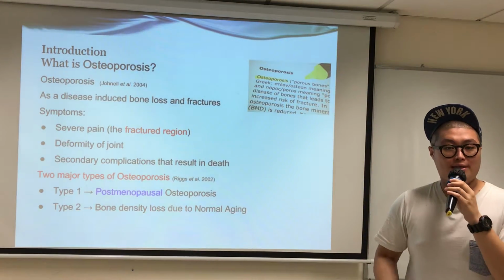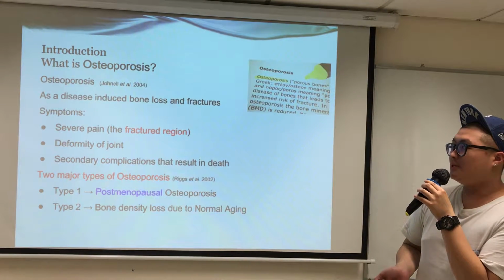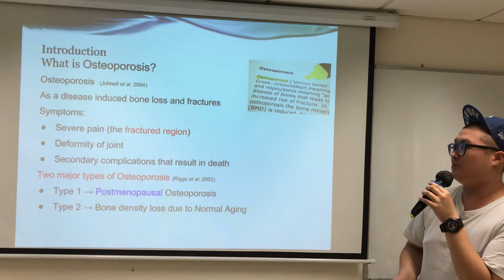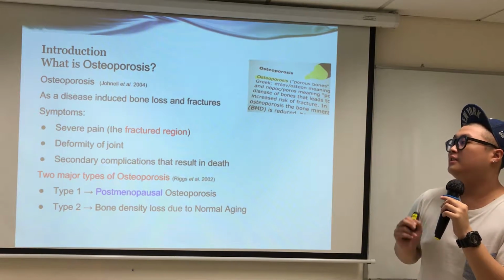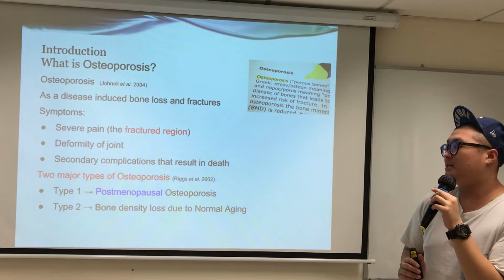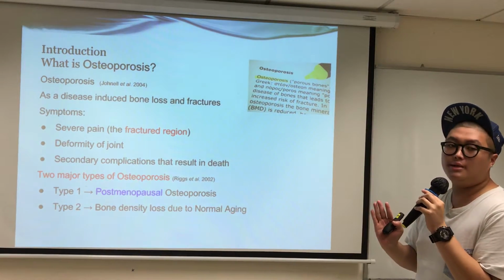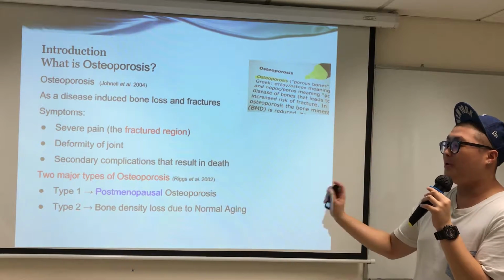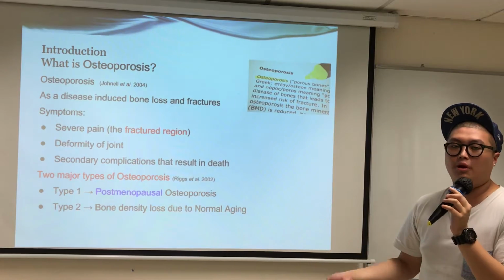To start with, what is osteoporosis? Let me do an introduction. Osteoporosis is a disease that induces bone loss and fractures. Here are the symptoms, including severe pain, deformity of joints, and also secondary complications that result in death. There are two major types of osteoporosis: postmenopausal osteoporosis and bone density loss due to normal aging.